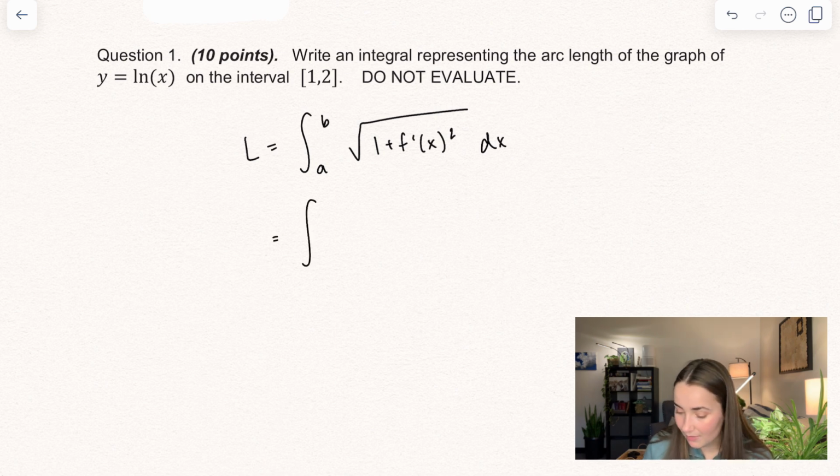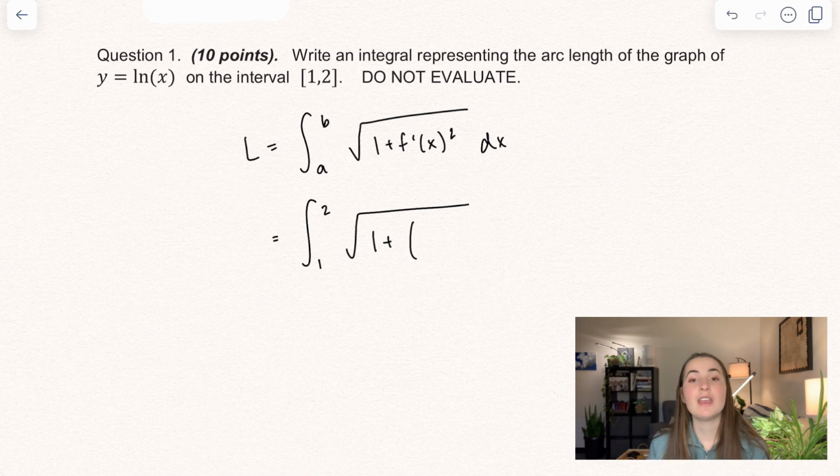And so here the interval is from 1 to 2, so that tells us what our a and b are going to be. And then we have the square root of 1 plus, and now we need to take our first derivative. So the derivative of natural log of x is just going to be 1 over x quantity squared dx. And you literally just get 10 points for remembering that. So that is super nice.